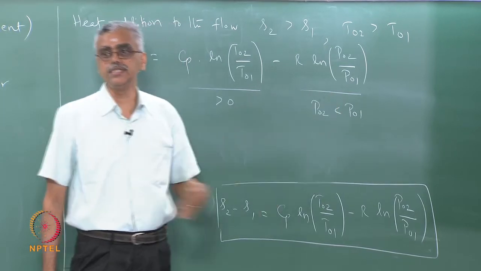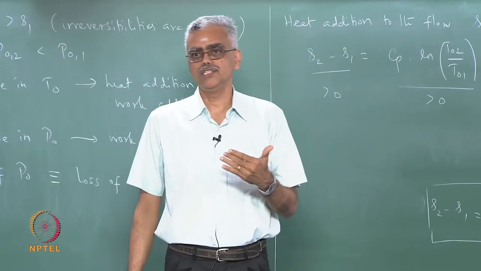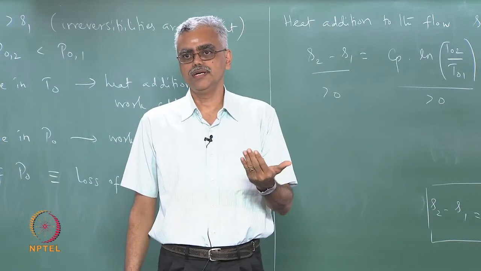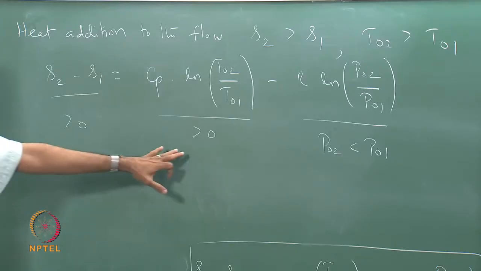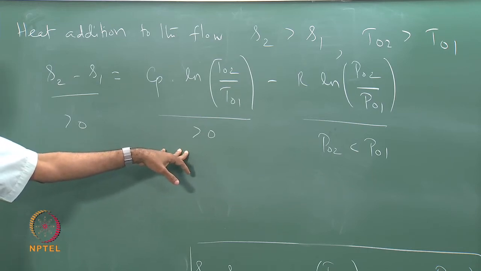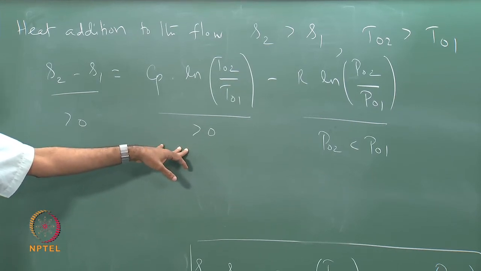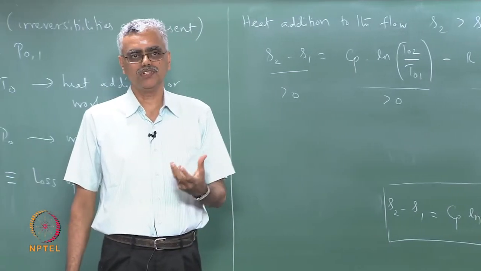So even a reversible heat addition process will cause an increase in entropy and a loss of stagnation pressure. That is unavoidable. This is what thermodynamics tells us. This is not due to any inefficiency or irreversibility in the process. So this is an extremely important consideration for combustors, because in a combustor we want to add heat.